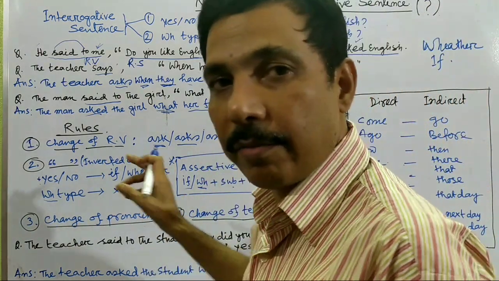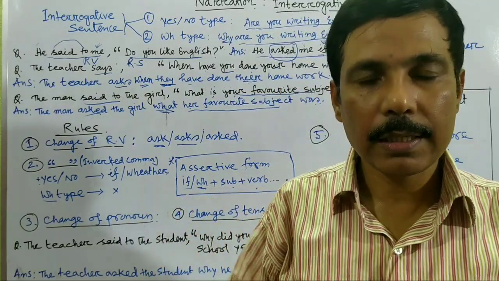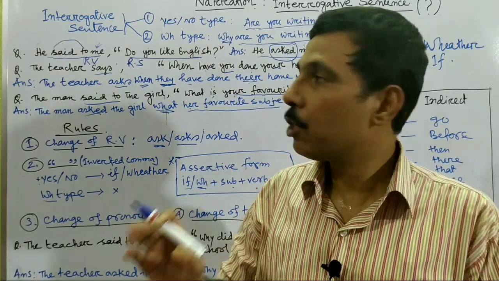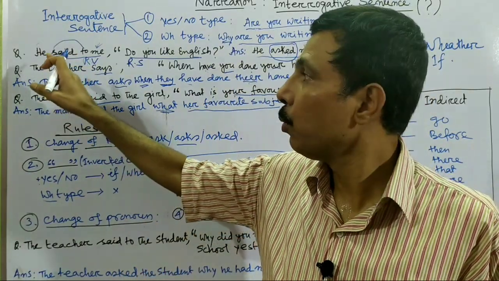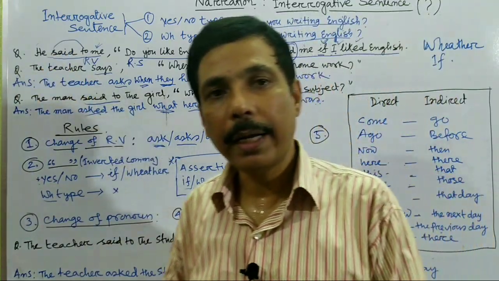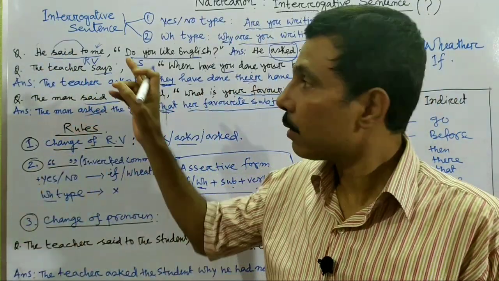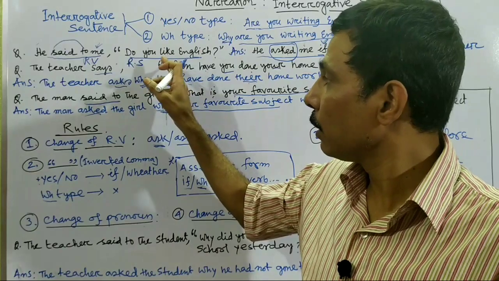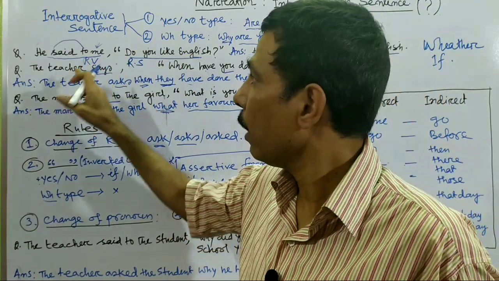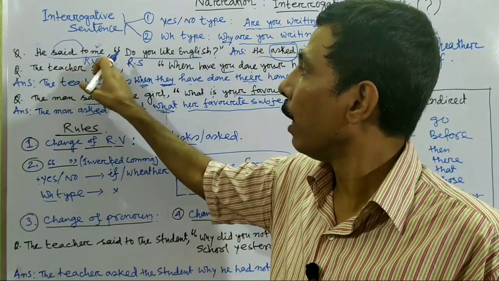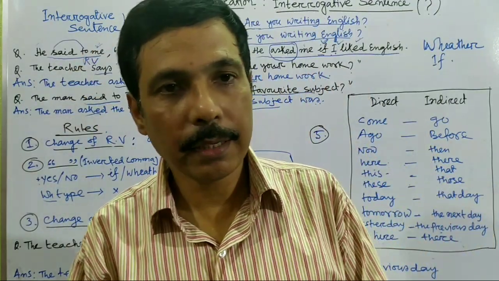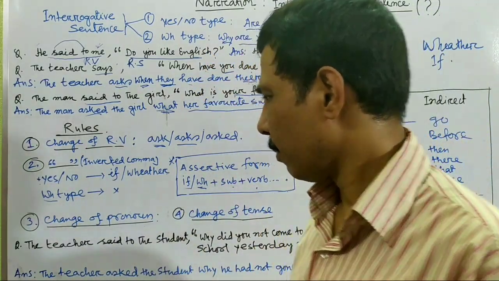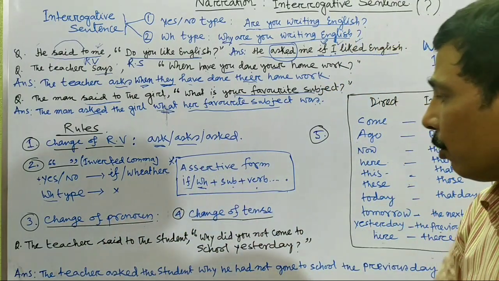Again I repeat, it is very crucial. If you find first person inside the RS, that means within the inverted comma, the first person must be changed according to the subject, that means according to the speaker. And if you find second person inside the inverted comma, this second person must be changed according to the object of the reporting verb. And if you find third person inside the RS or inverted comma, there will be no change. Now number 4, change of tense.